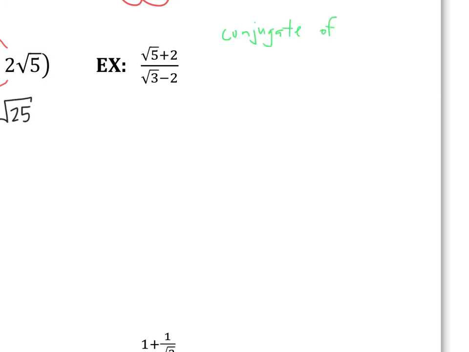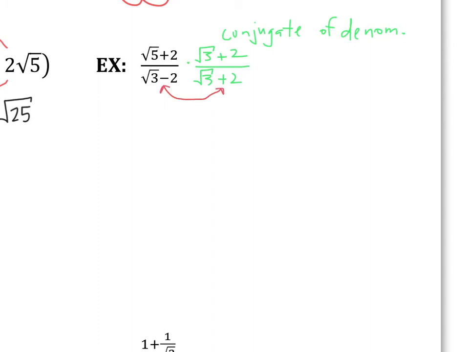Okay, so the conjugate of the denominator is simply where we change the sign of that denominator. So right now it's root 3 minus root 2. We're going to multiply the numerator and the denominator by root 3 plus 2, over root 3 plus 2. All right, so notice the signs are different, okay?